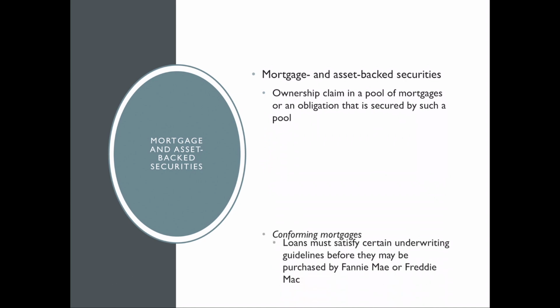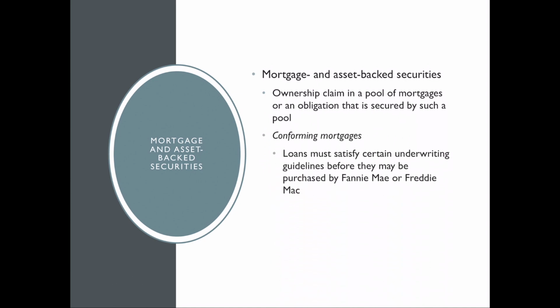Different types of mortgages. First would be conforming mortgages. These are less risky. The loans must satisfy certain underwriting guidelines before they may be purchased by Fannie Mae or Freddie Mac. So lower loan-to-value ratios, more disclosure of ability to generate a specific type of income. So these are your loans that are less risky, whereas you have also subprime mortgages, where subprime mortgages are riskier loans made to financially weaker borrowers.